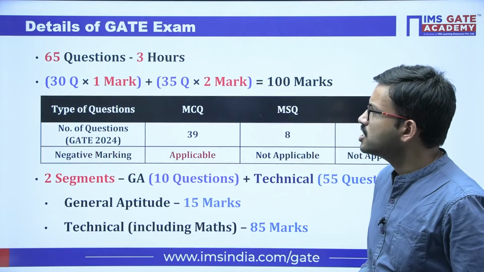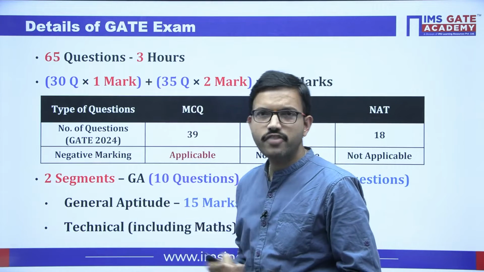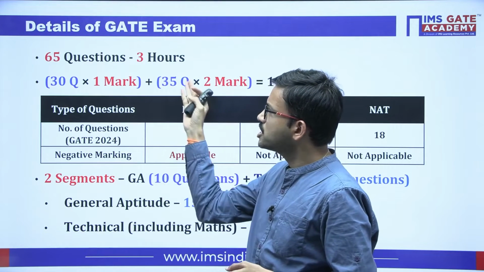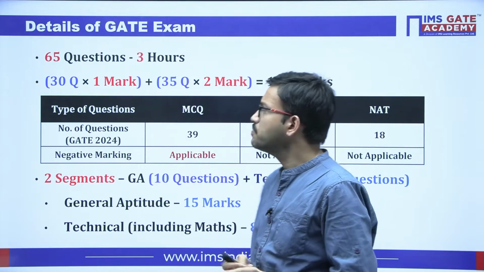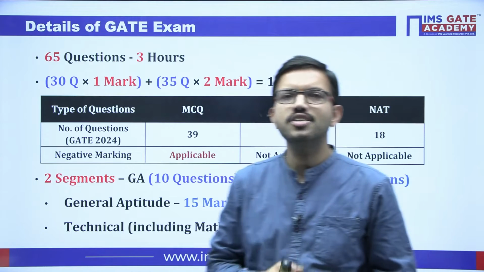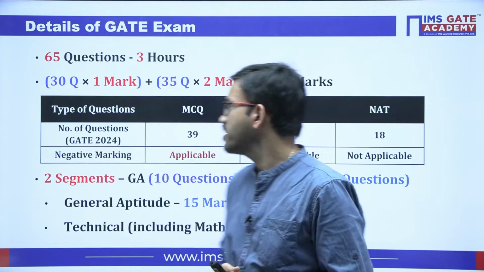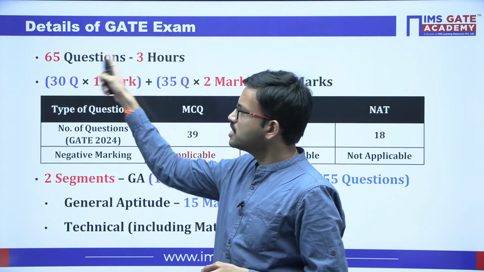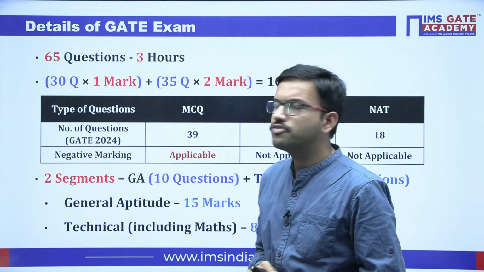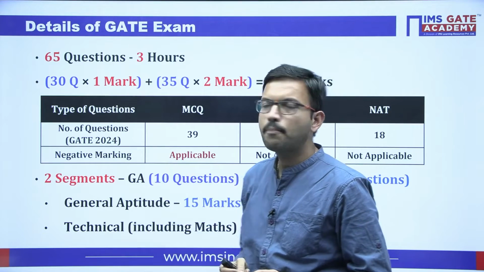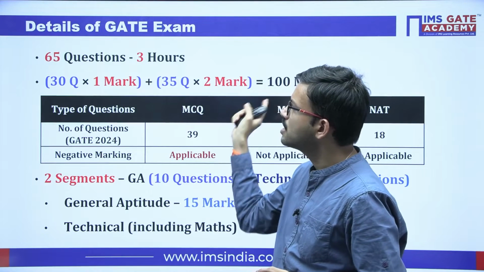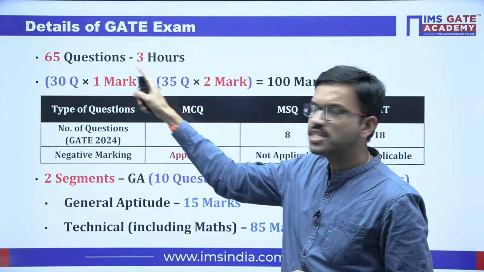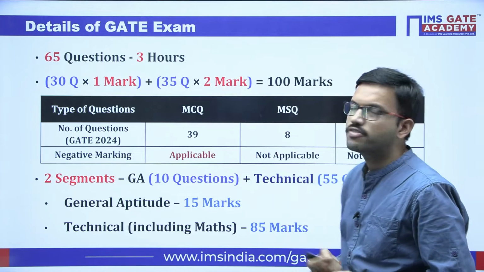In the GATE exam, you will have a total of 65 questions. The duration of the GATE exam is 3 hours. That means on average, for every question you get 3 minutes. Out of the 65 questions, 30 questions are of 1 mark and 35 questions are of 2 marks, which together consist of 100 marks.